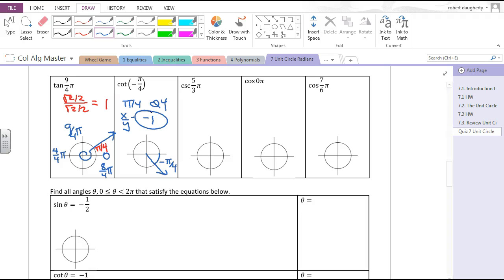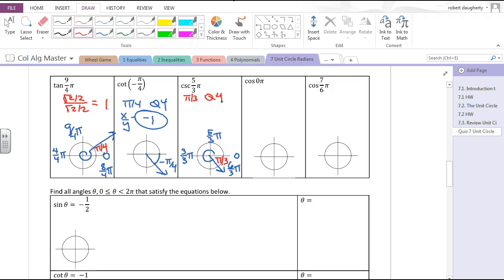Cosecant of 5/3 pi. This is 0. This is 3 over 3 pi. Back over here is 6 over 3 pi. That's one revolution. So it looks like 5/3 pi is almost to 6/3 pi. If this is 5/3 pi, the difference between 5/3 and 6/3 is pi over 3. So that is my central angle, pi over 3 in quadrant 4.